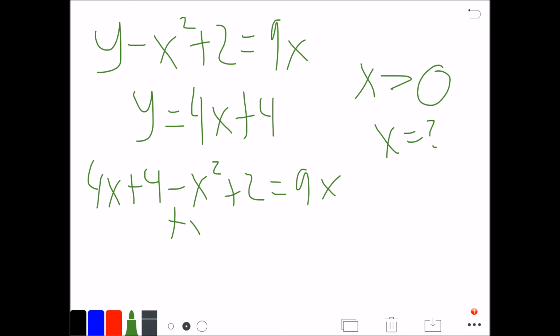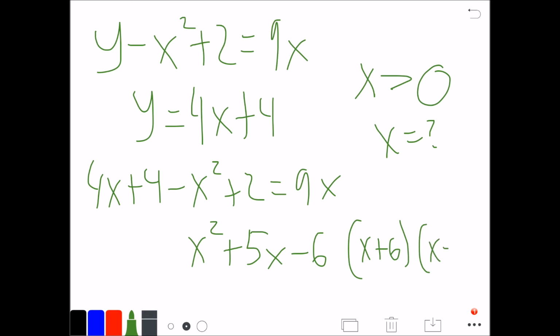So that means if I simplify it, I get x squared, 9x minus 4x is 5x, and 0 minus 6 is negative 6. And now I want to factor this, so I can get x plus 6, x minus 1, because x squared plus 5x minus 6 factors out to be that. So it means you get x equals negative 6 and positive 1. But since it only wants answers where x is greater than 0, the only answer you get is x equals 1.